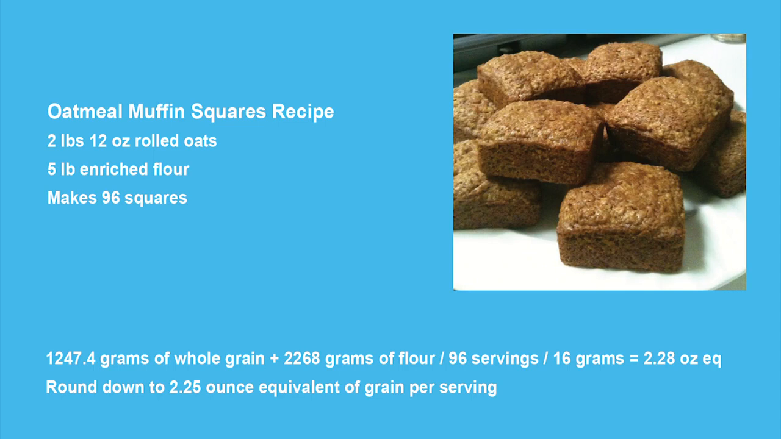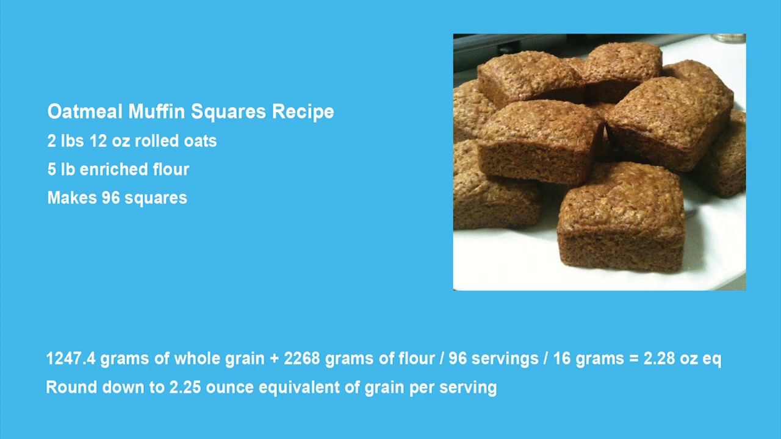The total grain content is 3,515.4 grams, so you will perform the math as previously described. 1,247.4 grams of whole grain plus 2,268 grams of flour divided by 96 servings divided by 16 grams equals 2.2 ounce equivalent. You always round down to the nearest 1/4 ounce equivalent, so each portion provides 2.25 ounce equivalent of grains.